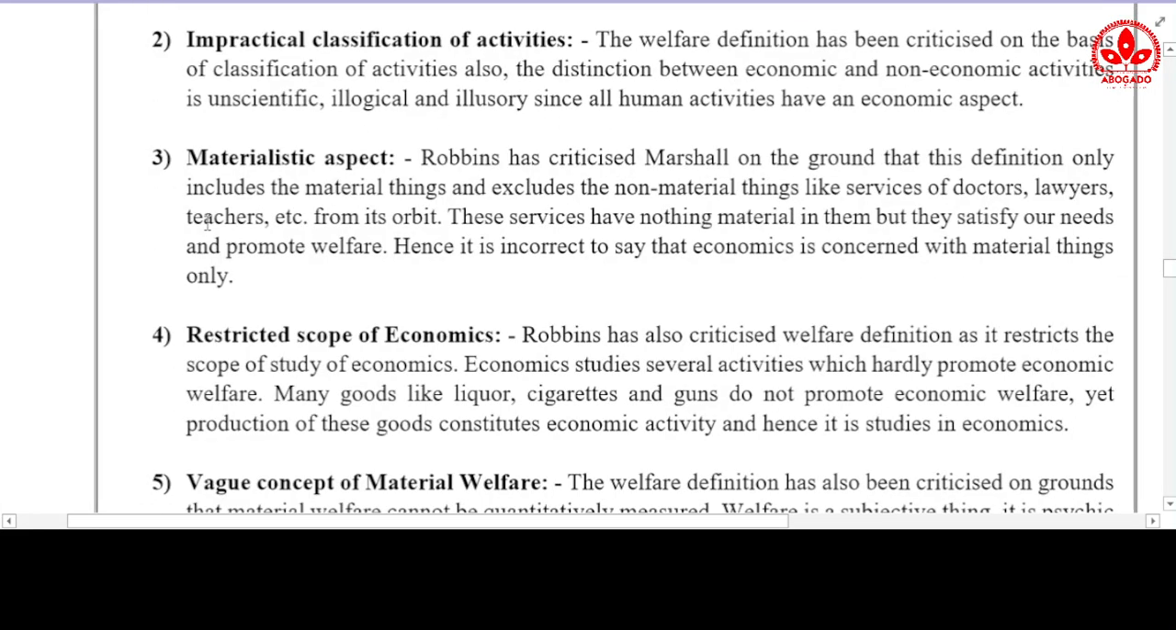The last one is impractical classification of activities. The welfare definition has been criticized on the basis of classification of activities also. The distinction between economic and non-economic activities is unscientific, illogical and illusory, since all human activities have an economic aspect.